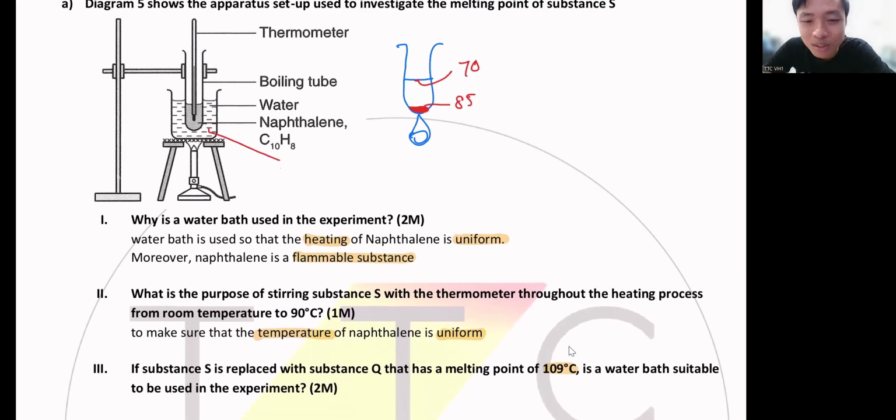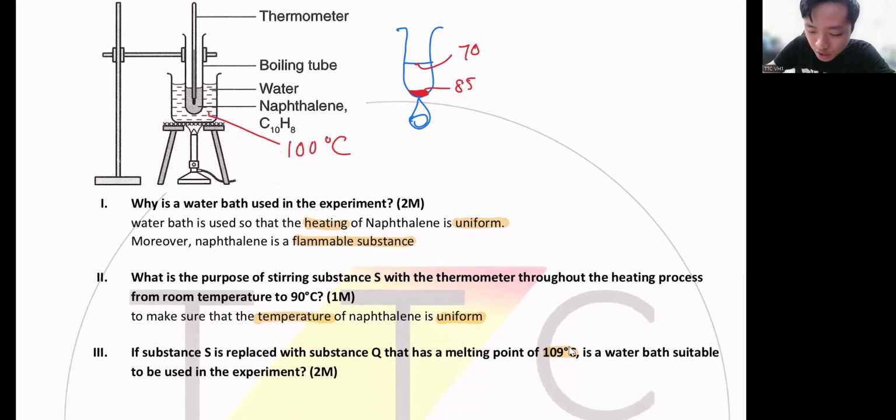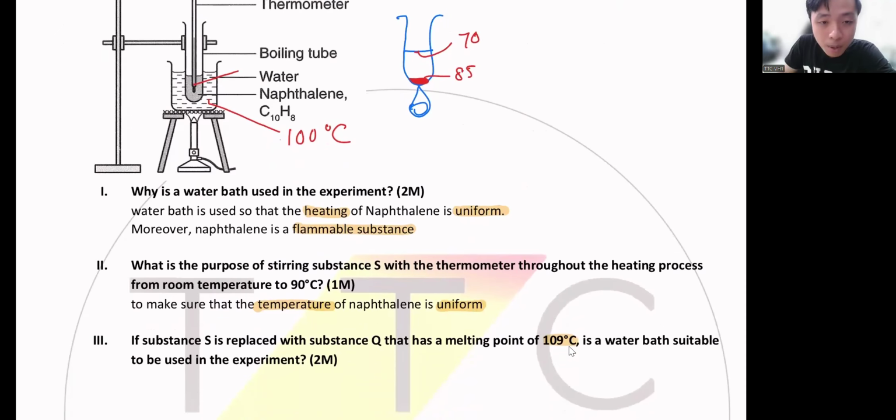What is the boiling point of water? I think this one you learn in science also, right? 100 degrees Celsius. Okay. So now let's say my melting point for naphthalene is around 80 degrees Celsius. Okay, 80 degrees Celsius.